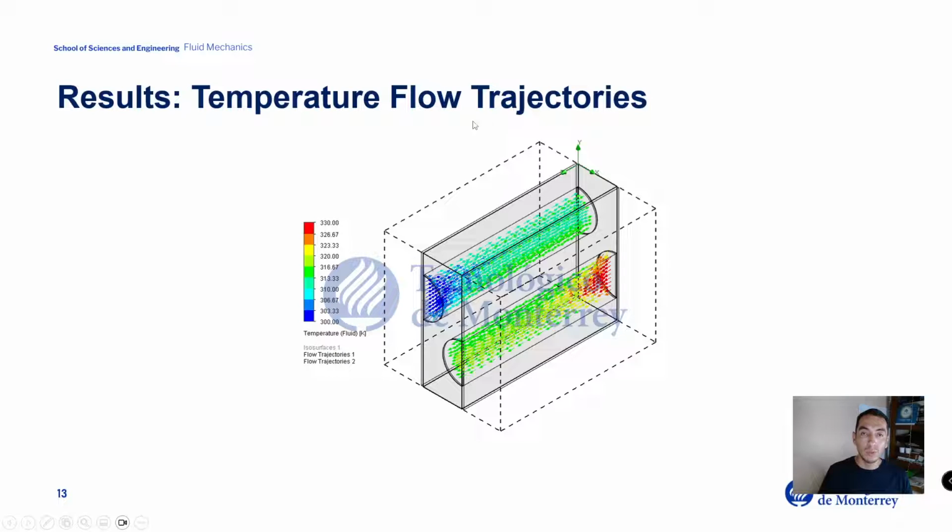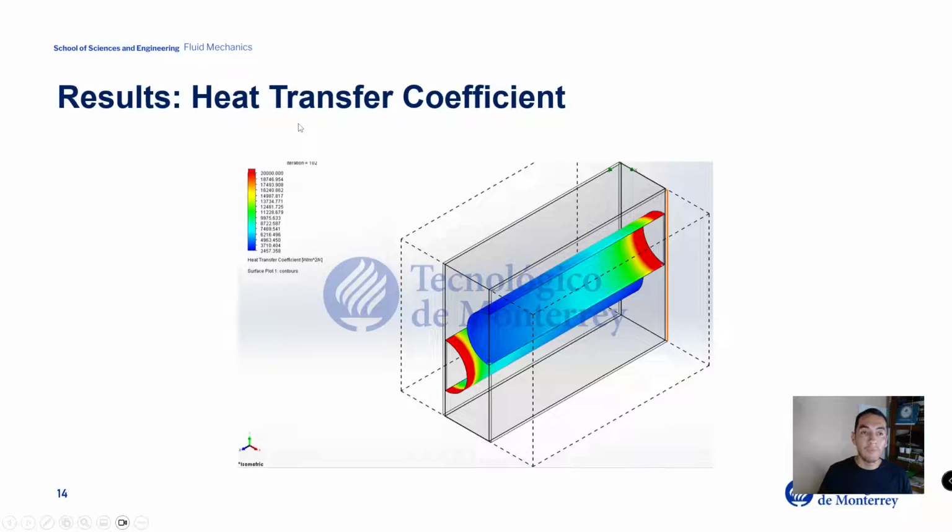We are also going to obtain the flow trajectories in order to visualize what is happening inside the tube and in order to have a temperature profile inside the fluid materials. Later we have to determine what is the average heat transfer coefficient, but we also can determine what is the specific heat transfer coefficient in every point of these pipe walls.